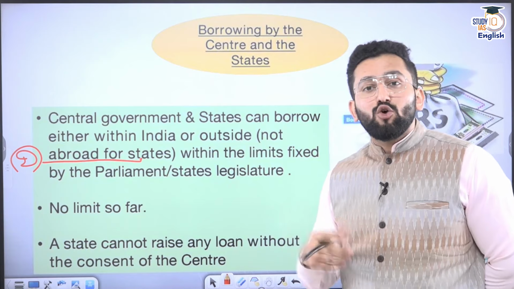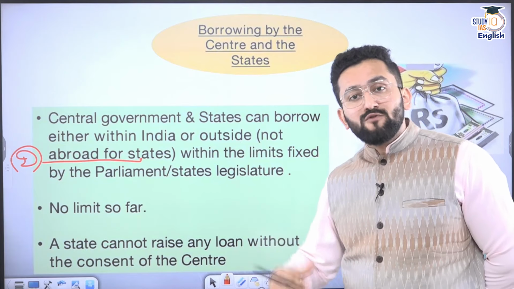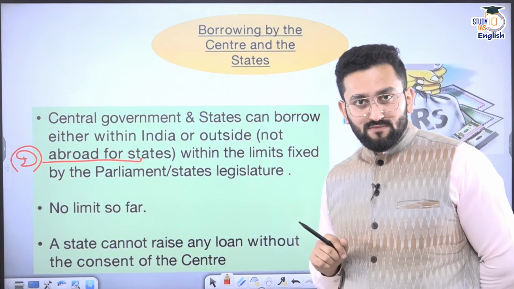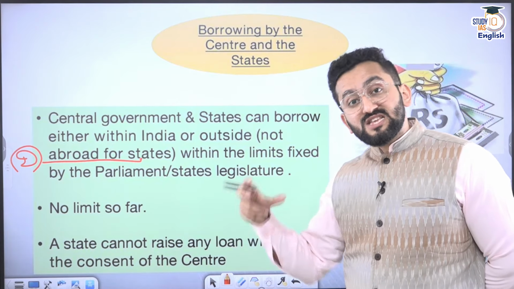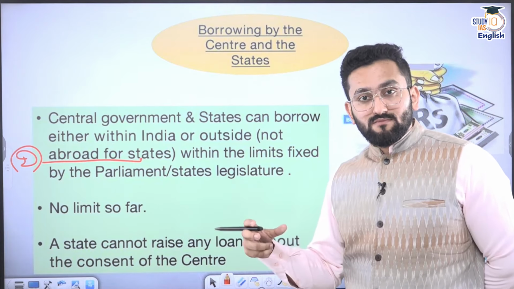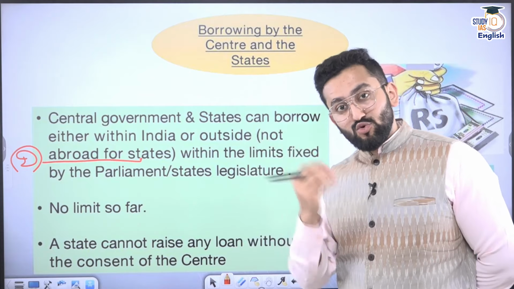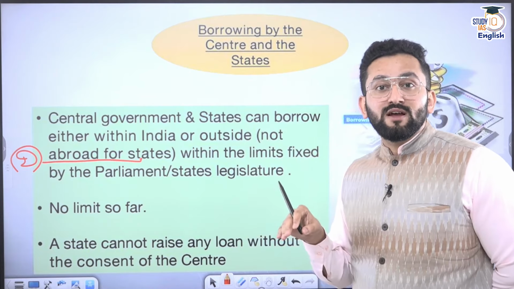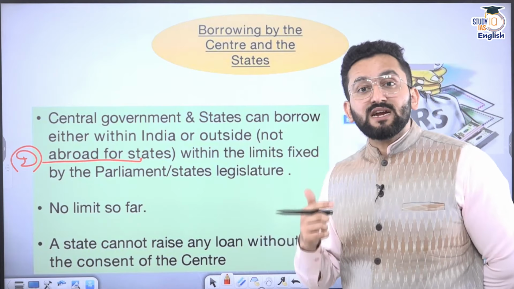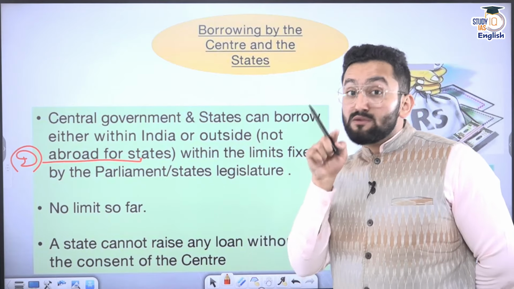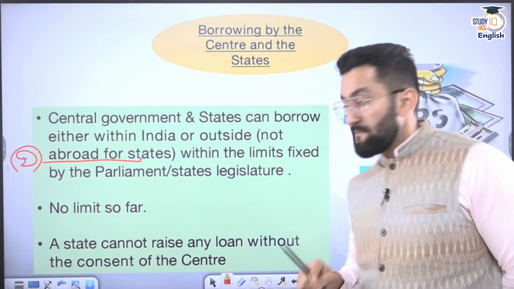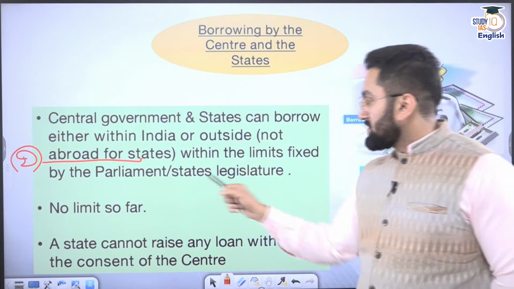For example, Uttarakhand government took loan from Asian Development Bank, ADB. So this loan was actually cleared because central government was there clearing this file. Yes, you are allowed to take this loan. So it means state cannot take loan from abroad on their own. Center's role becomes mandatory. Okay, within the limits fixed by Parliament, state legislature.